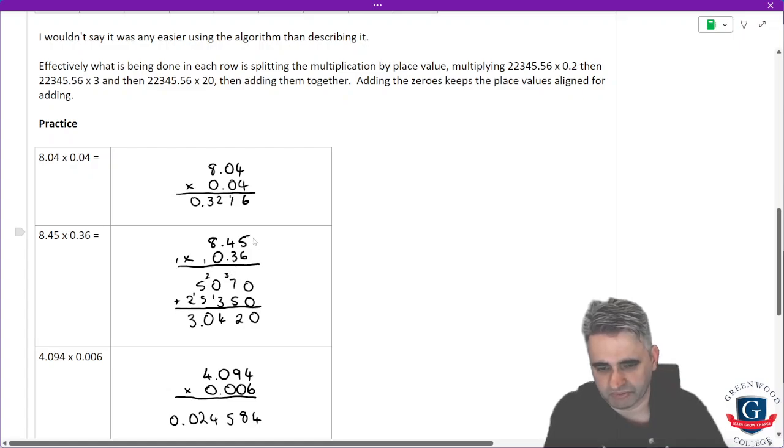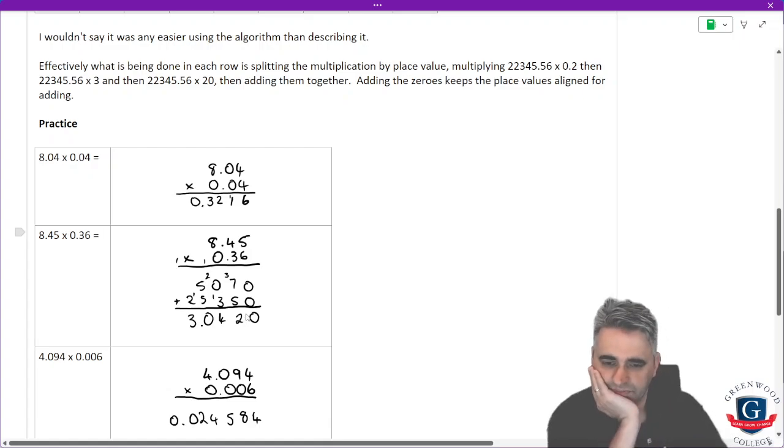Write down a 0. 3 fives are 15, carry the 1. 3 fours are 12, and 1 is 13. 3 eights are 24, plus 1 is 25. Add the columns. 0, 12, 3, plus 1 is 4. 10, carry the 1. 2 and 3 is 6.